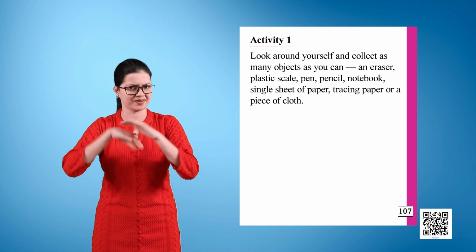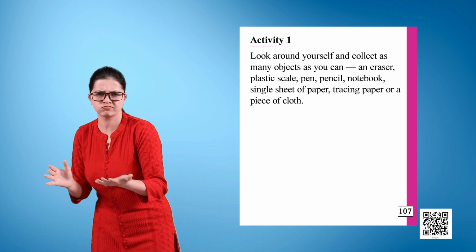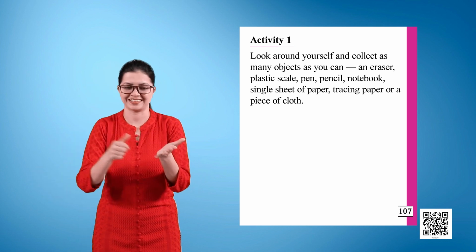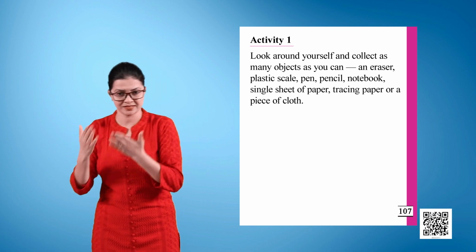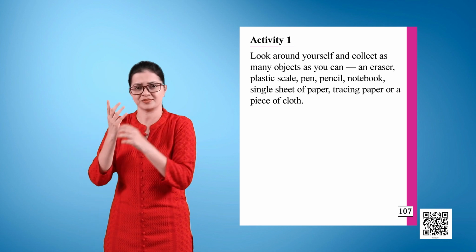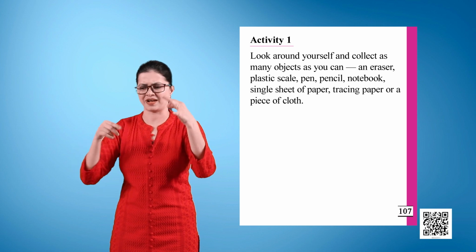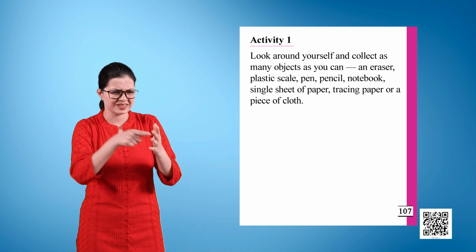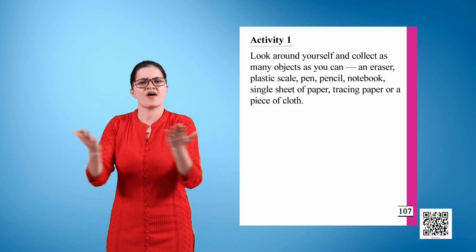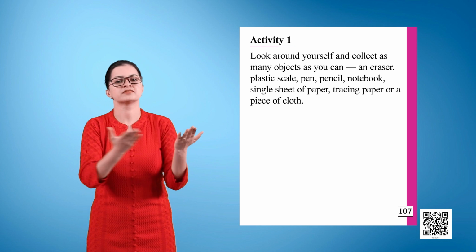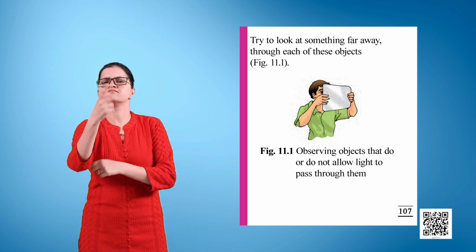Activity 1. Look around yourself and collect as many objects as you can. An eraser, plastic scale, pen, pencil, notebook, single sheet of paper, tracing paper or a piece of cloth. Try to look at something far away through each of these objects.